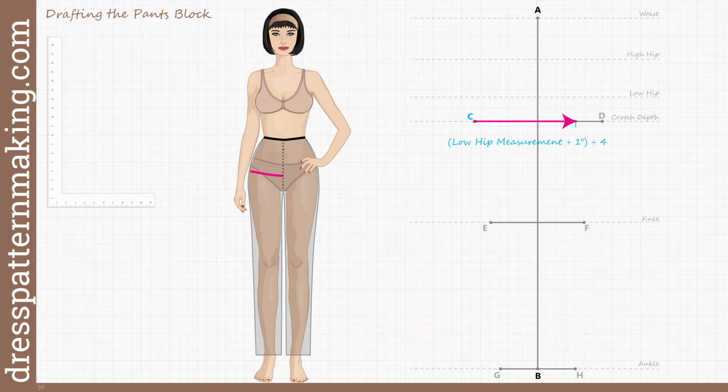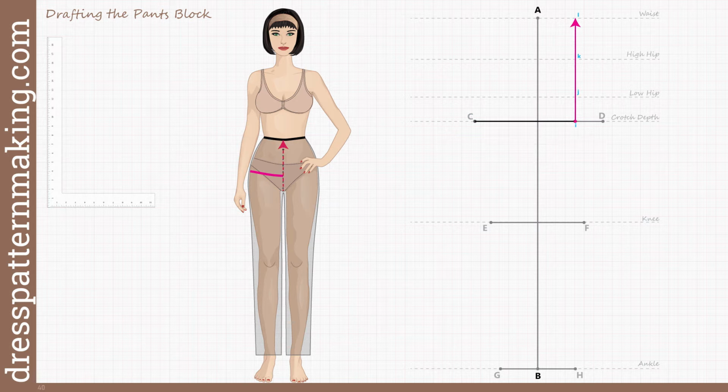Now take your low hip measurement and add 1 inch ease, then divide it by 4. Using that value on the crotch depth line, measure from point C and mark point I. Now there is an exception here that applies only to those whose widest part of their hip is right at the crotch level. For those people, use that widest measurement, add 1 inch ease and then divide it by 4. Don't use the actual measurement of the low hip above your crotch level that I asked you in the measurement section to use as your low hip.